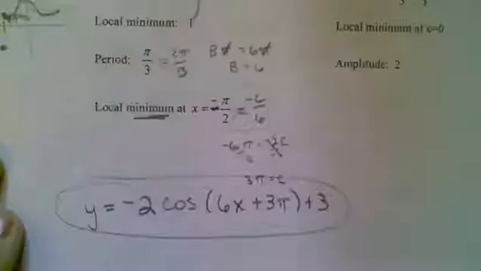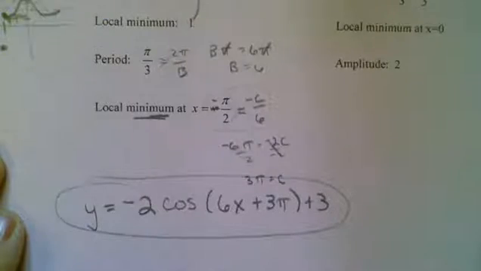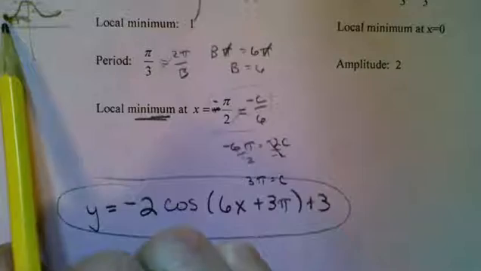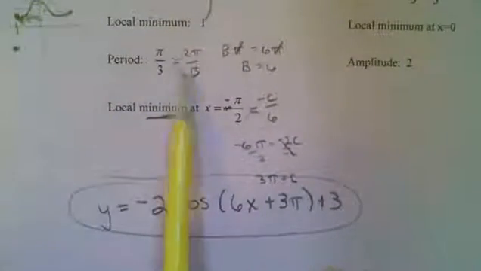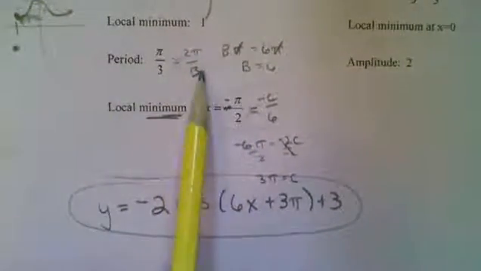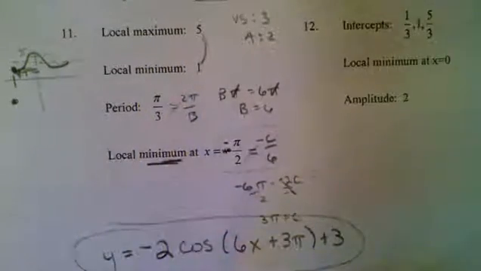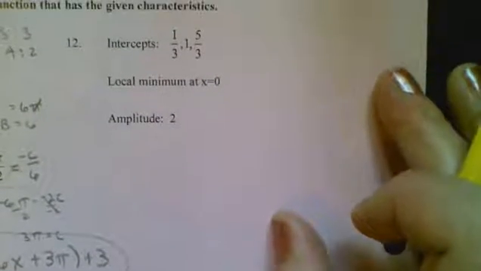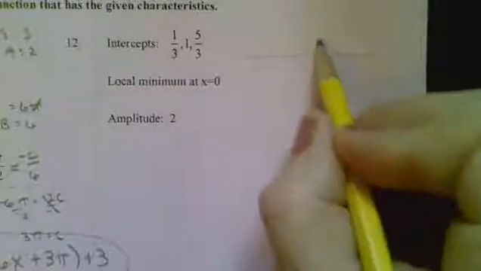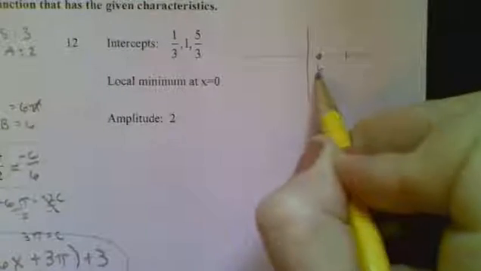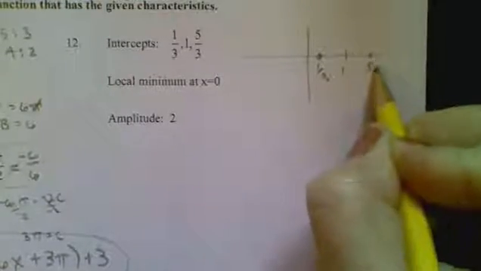So there's my equation. Okay, so the minimum with cosine, if it's a minimum, just put a negative in front of it and then do your phase shift and your period, find b and c. This information up here gave me my amplitude and my vertical shift. For number 12, now they give you intercepts. So the intercepts are at 1/3, 1, and 5/3.